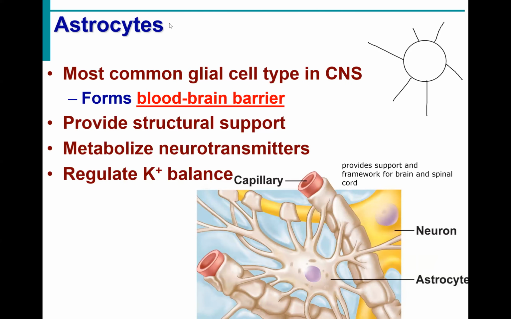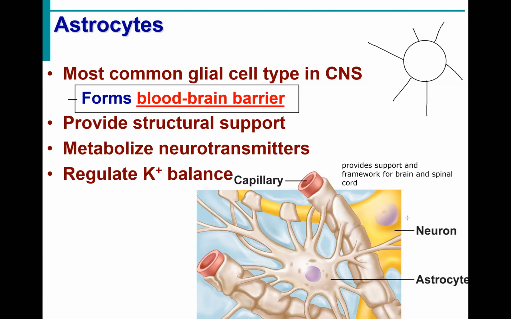However, probably the most important thing that our astrocytes do is form what we call the blood-brain barrier. As you can see from this illustration, our astrocytes will take their processes and wrap them around the capillaries. Capillaries, of course, is where materials come into and out of. This is where materials are exchanged.